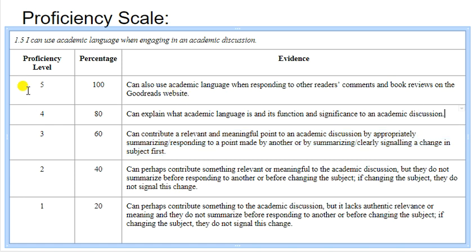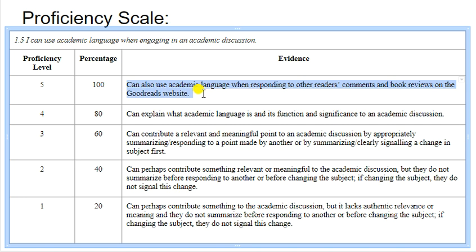And then finally, to get a 5, to really get to the top, you can do all of this, and you can also use academic language when responding to other readers' comments and book reviews on the Goodreads website. So ultimately, the goal is for you to understand what an academic discussion is and how you should speak in an academic discussion, and then to apply it to a quote-unquote real-world situation.